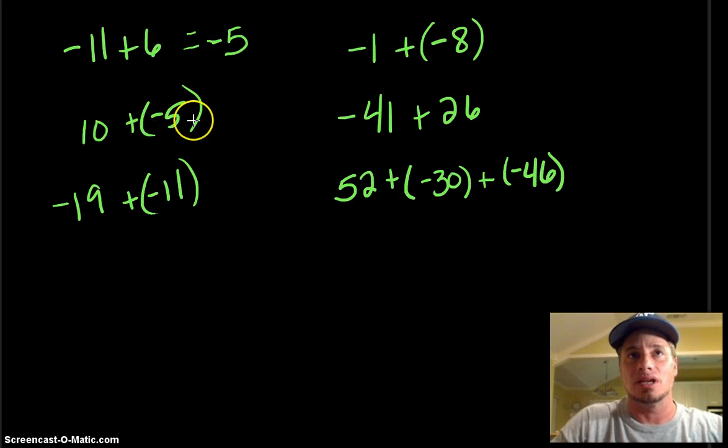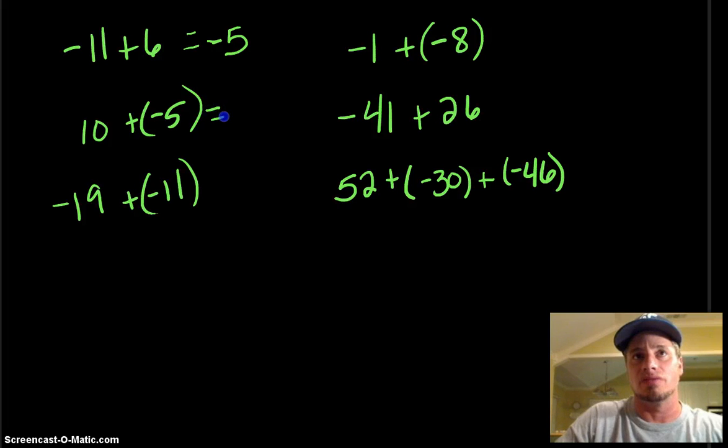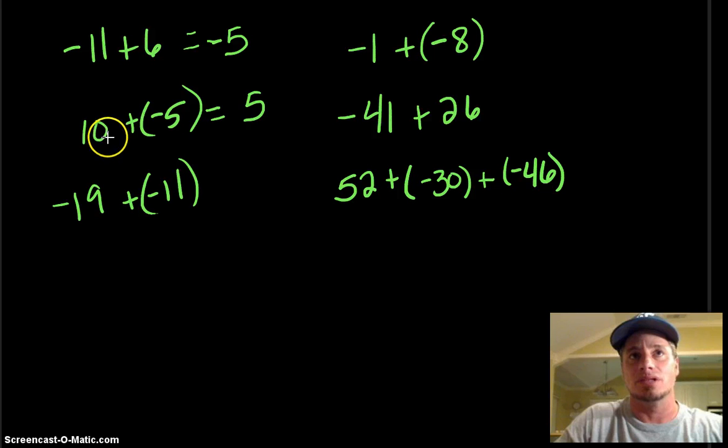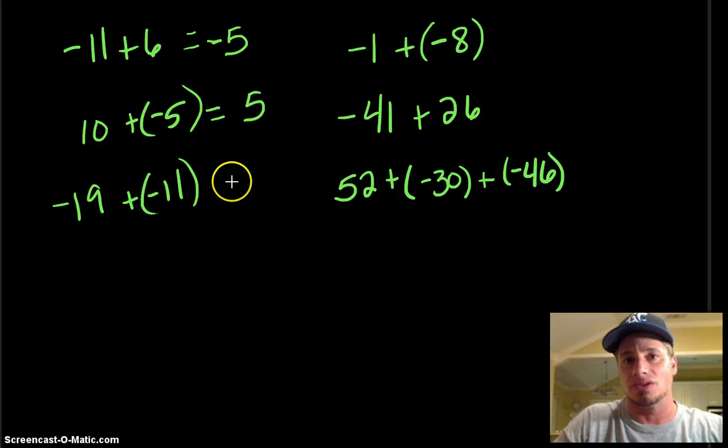Here I've got a 10 plus -5. Well, again, we have different signs, so we're going to find the difference. 10 minus 5 is 5, and the 10 is positive. It's bigger, so it's going to be a positive answer.